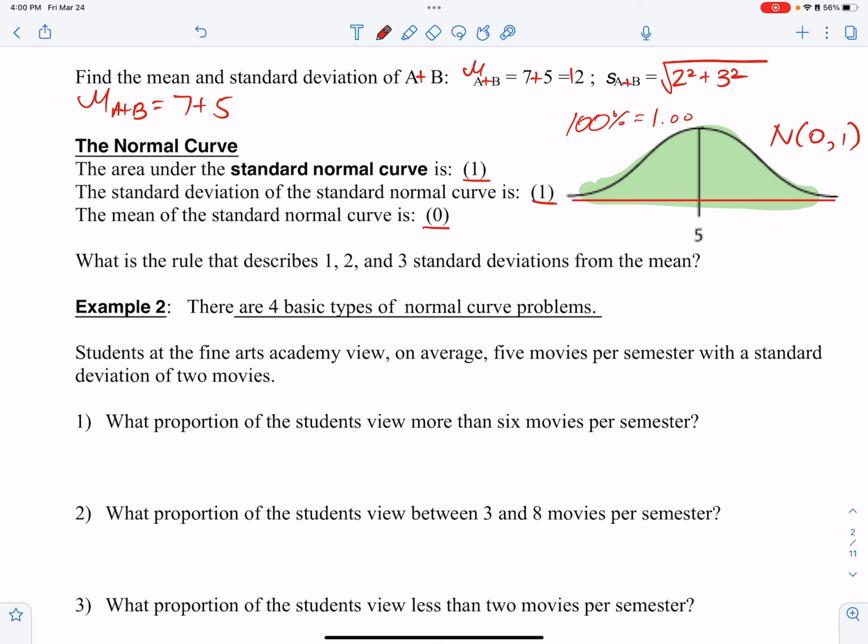What is the rule that describes 1, 2, 3 standard deviations from the mean? Let's remind you what it is: 68%, 95%, and 99.7%. What it means is that 68% of my data is within 1 standard deviation of the mean. So that's this.